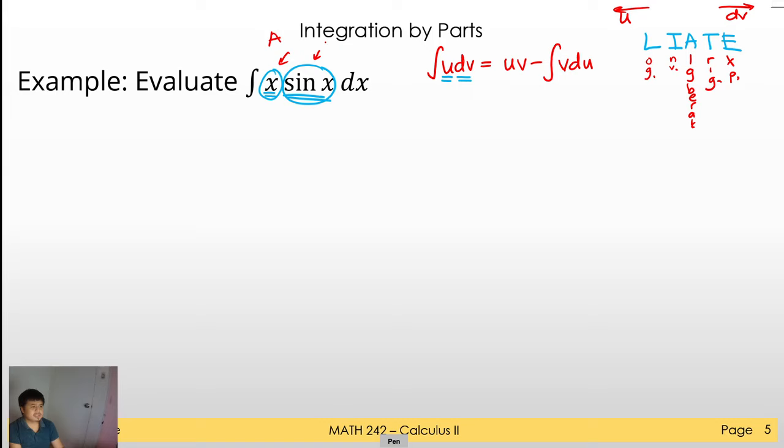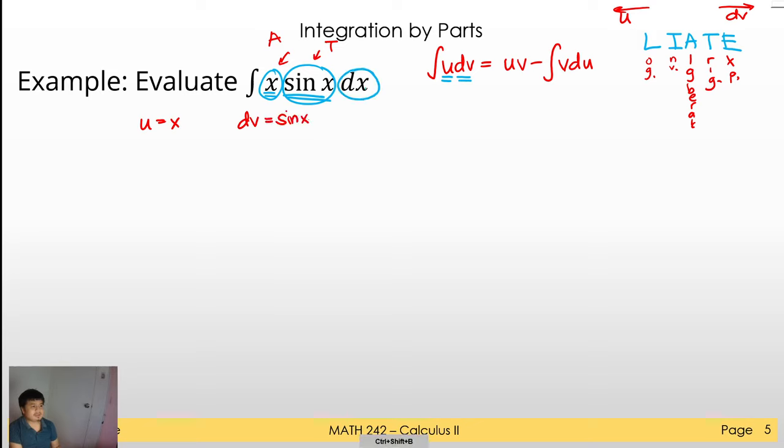So, choosing this now, sine here is trigonometric, therefore what should we choose as u will be the A, no? So we have algebraic. So u here is chosen as x. So we have u is equal to x, and then dv will be sine x.